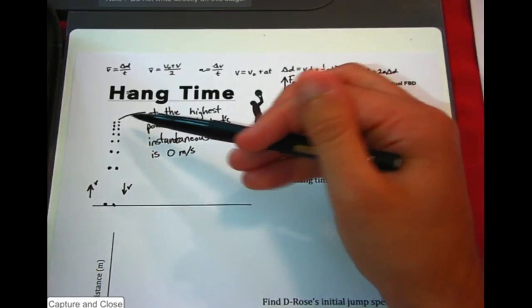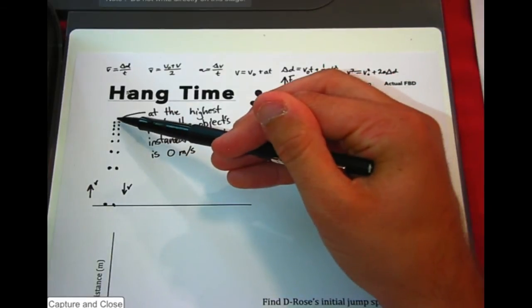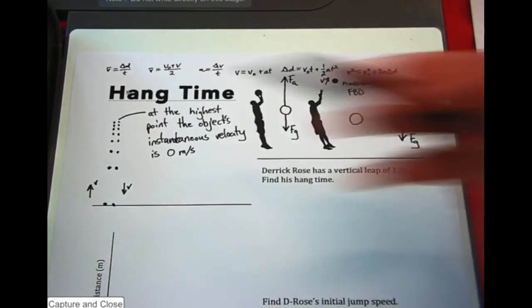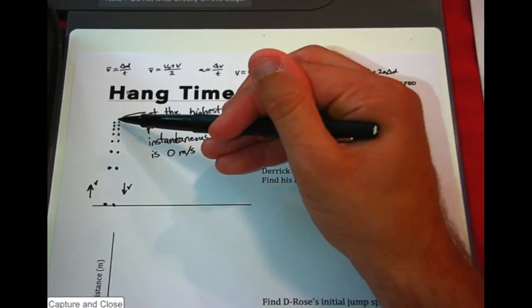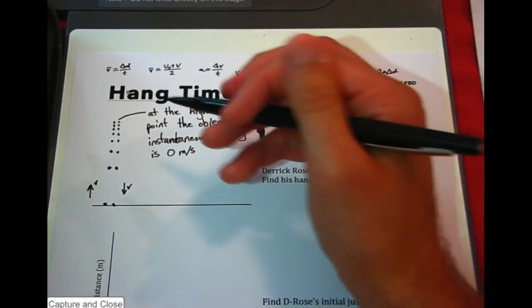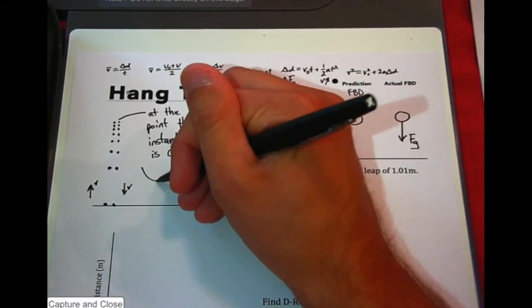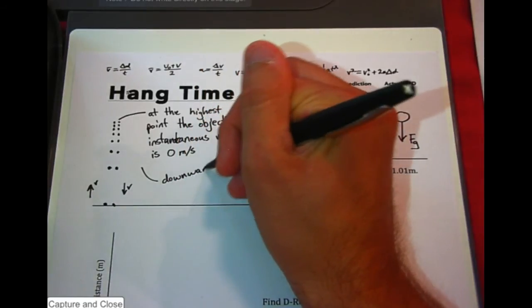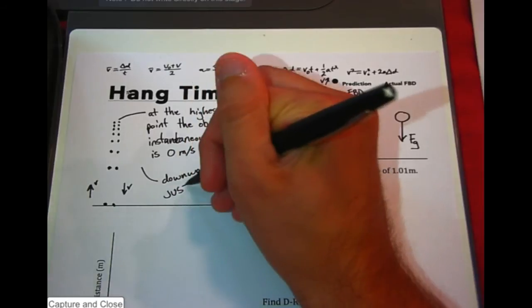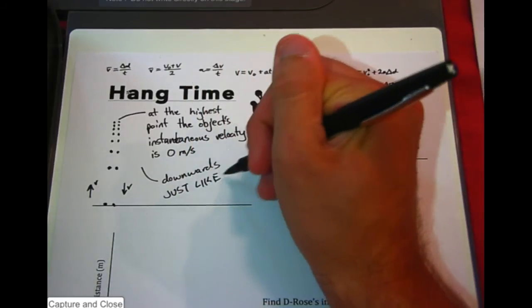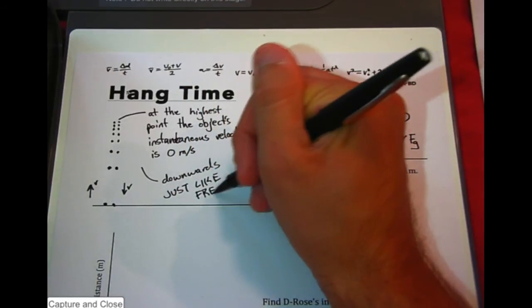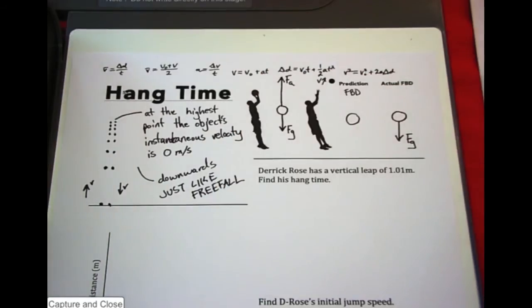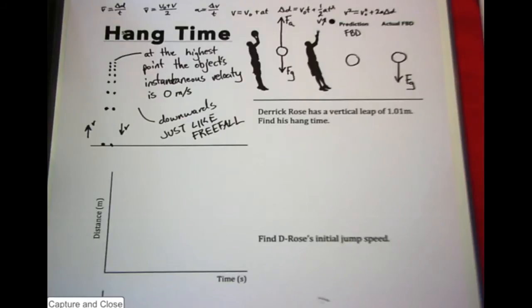So if we look at this, at its highest point, it's at rest, and it's accelerating downwards with only the force of gravity acting on it. This part right here of our object traveling downwards is exactly like free fall. And this is going to help us solve many of our hang time problems. So let's now look at hang time through graphing.